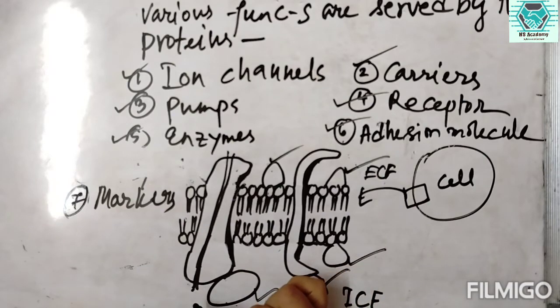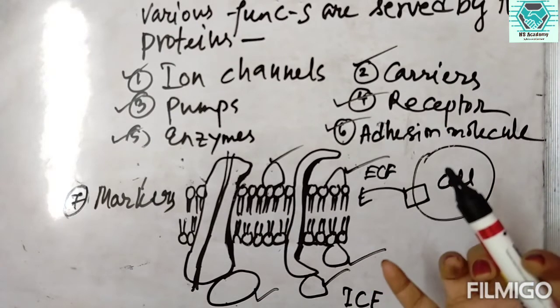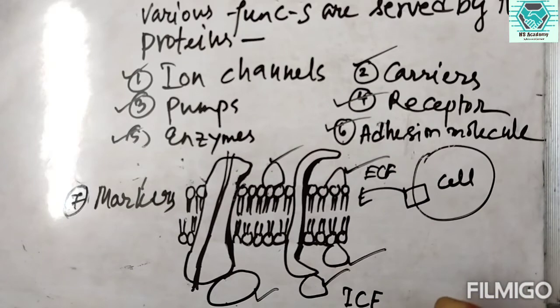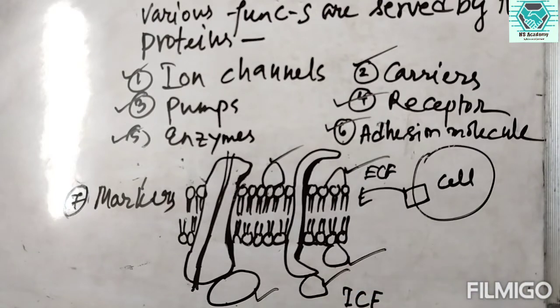inside the membrane, and sometimes they act as a carrier. They can carry some substances and also bring it inside the membrane. They act as pumps, they act as receptors. And as well as the peripheral proteins, they also do some of the activities of the cell membrane.